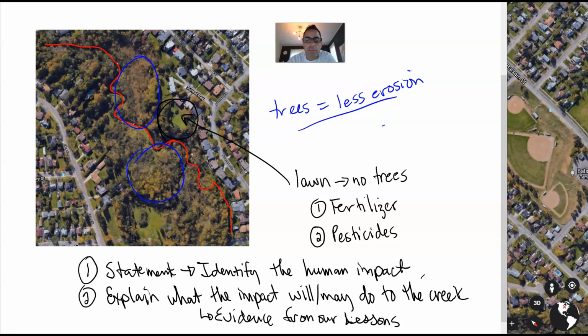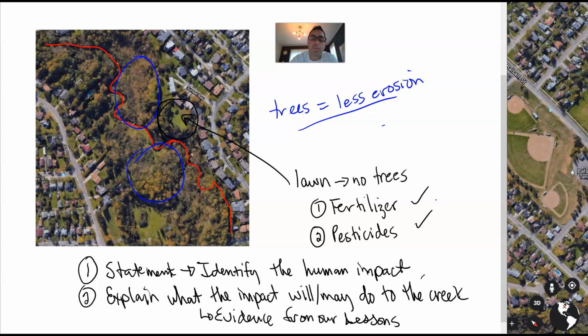All right. And so identifying the area, that's pretty straightforward. All right. Oh, we've got a lawn here. Now I want you to explain how that lawn will impact the creek. What are some things that if I see a lawn, I can identify maybe factors. So I said there could be fertilizer and there could be pesticides. Now, just by saying that, I'm really not going far enough.